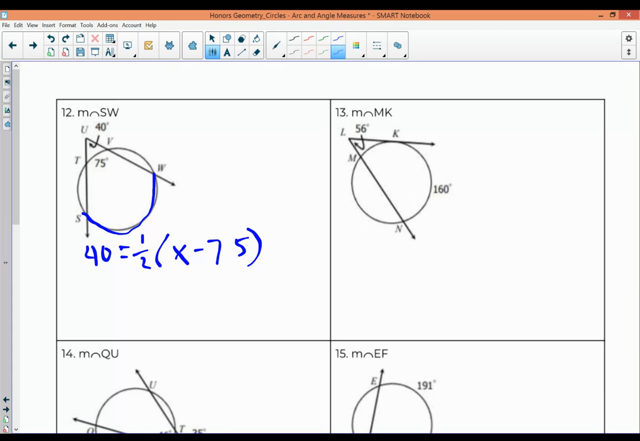Again, rather than distributing my half, I'm going to multiply by 2. So now I have 80 equals X minus 75. Add 75 to both sides to solve for x, and I get x equals 155, a 155-degree arc.